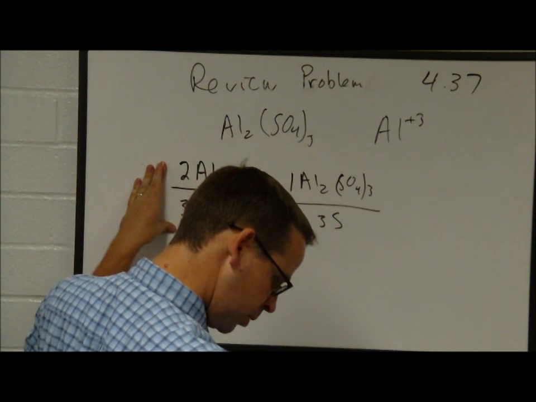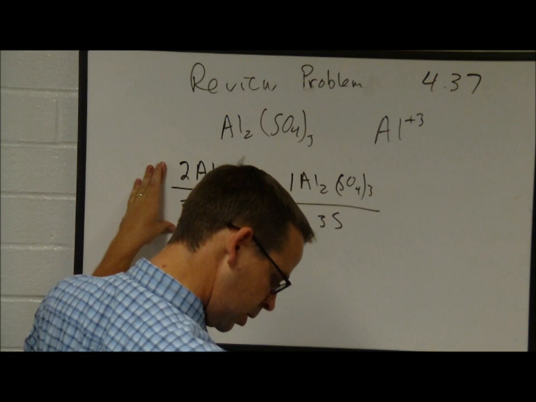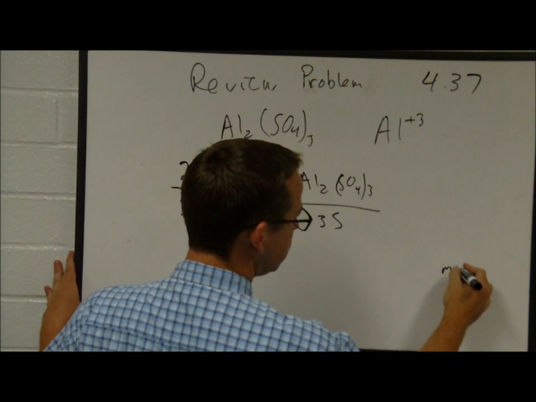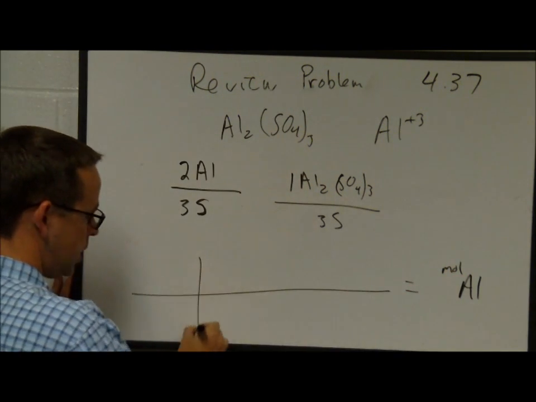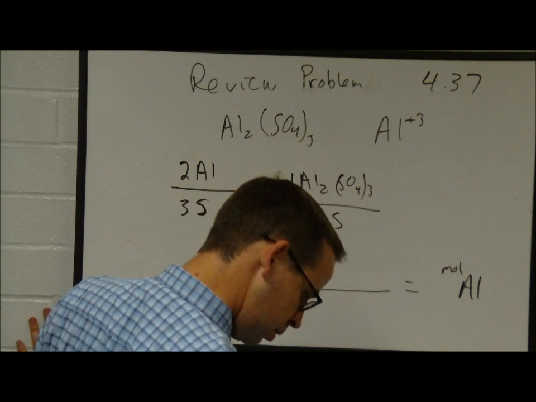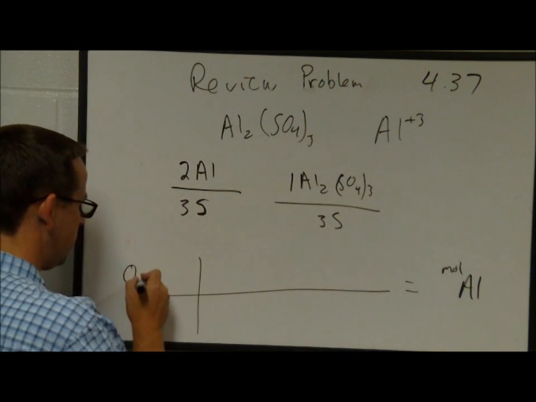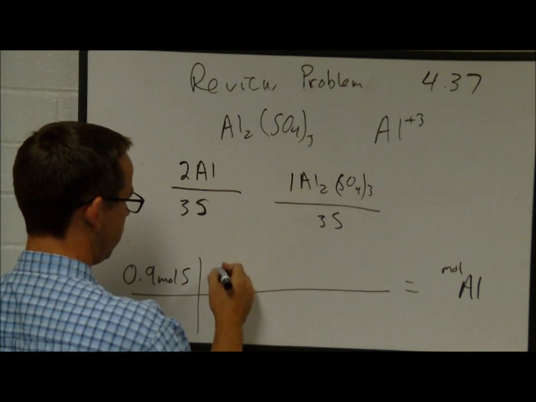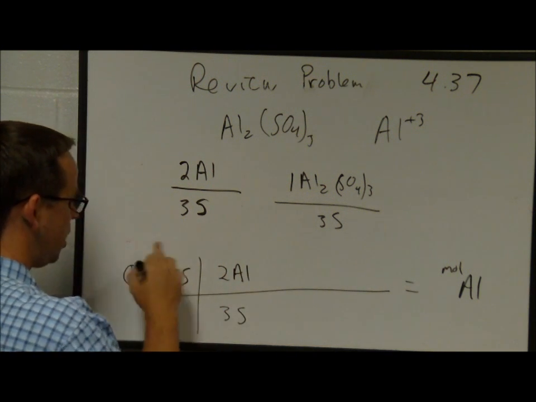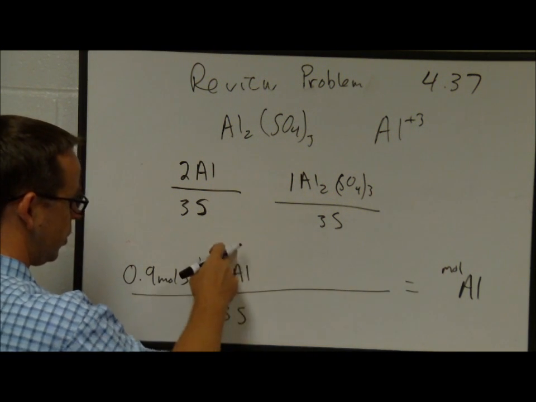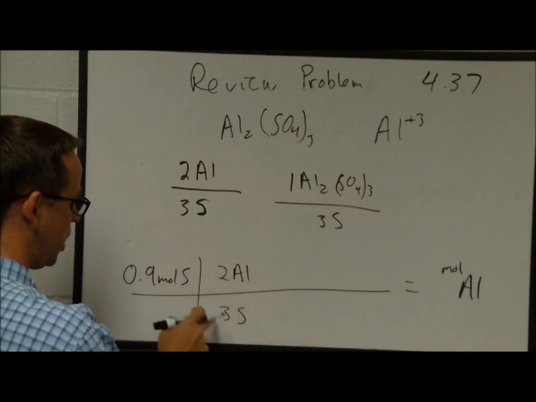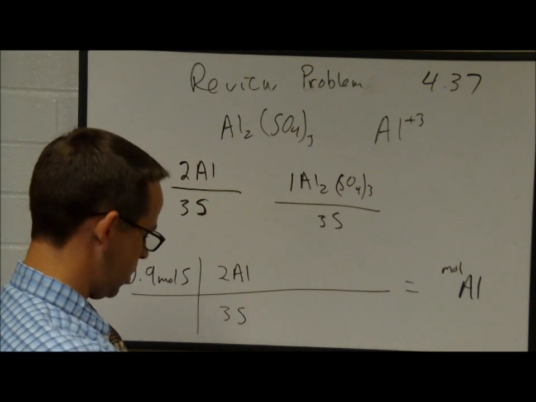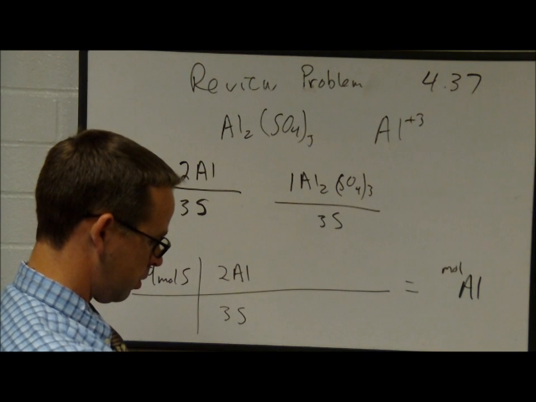How many moles of aluminum are in a sample of this compound if the sample contains 0.9 moles of sulfur? For every 3 sulfurs, there's 2 aluminums. So if I have 0.9 moles of sulfur in this compound, the ratio of sulfur to aluminum is 3 to 2. So I could take 0.9 divided by 3, multiply it by 2, and that's C.